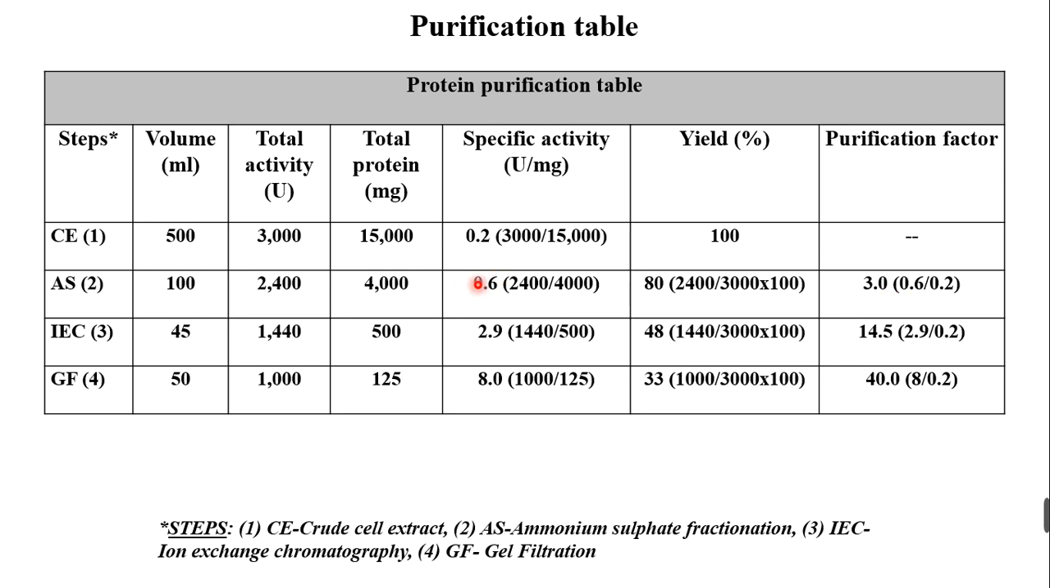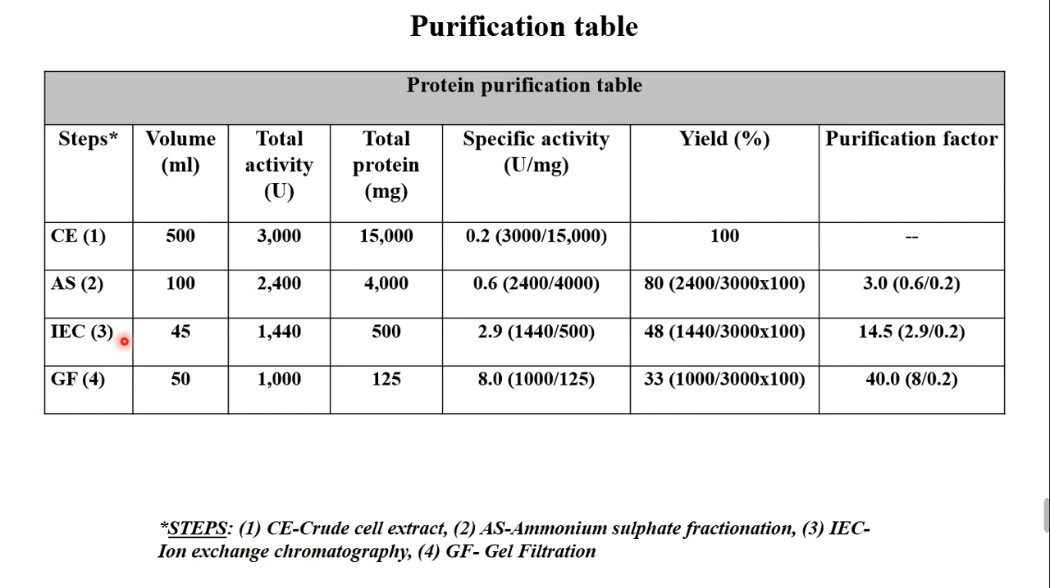So 0.6 divided by 0.2 gives the value 3. So the purification factor, that is, the fold of purification, is 3 times. You achieved a 3-fold purification. That is the main thing. And the second is IEC, which means ion exchange chromatography. You can see here IEC is ion exchange chromatography.